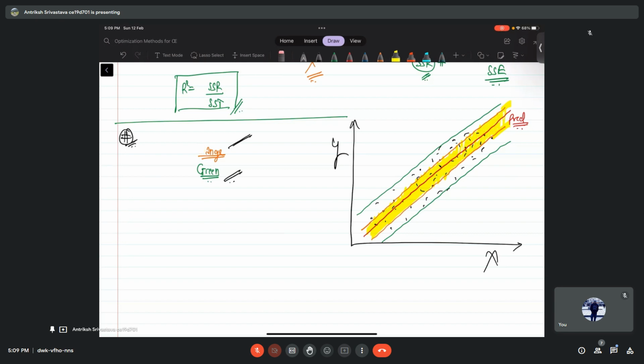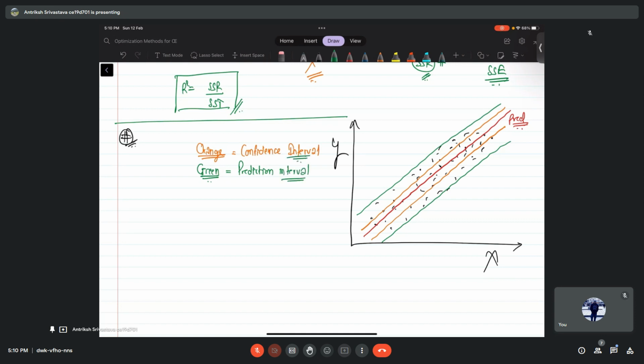So let me write here. So that you remember, I am going to remove this color, keeping the orange and green. So orange is confidence interval and green is prediction interval.